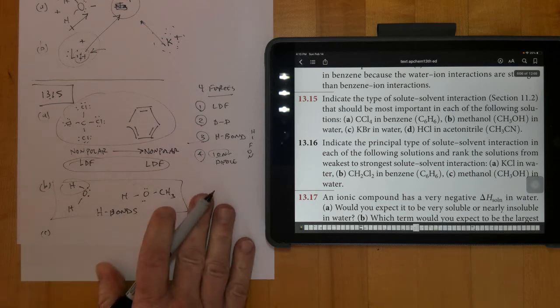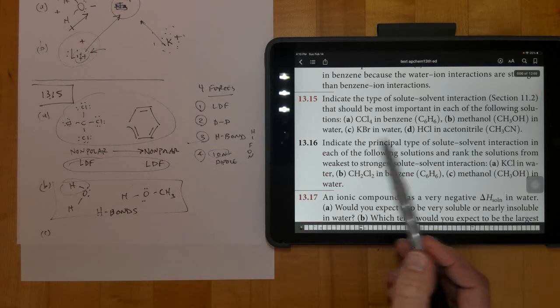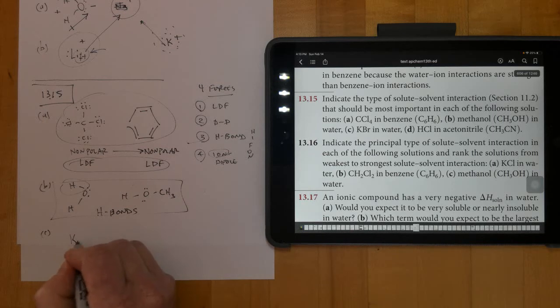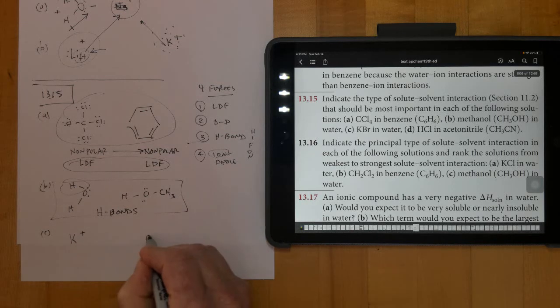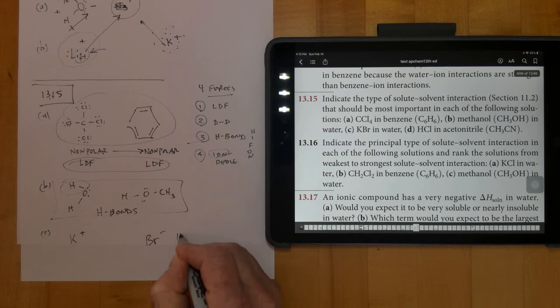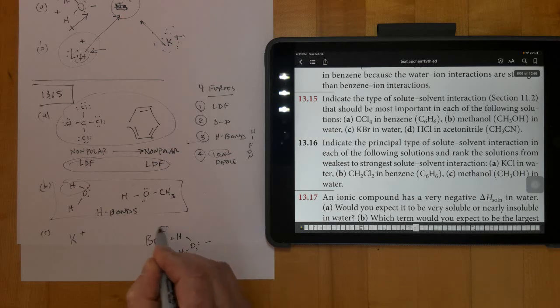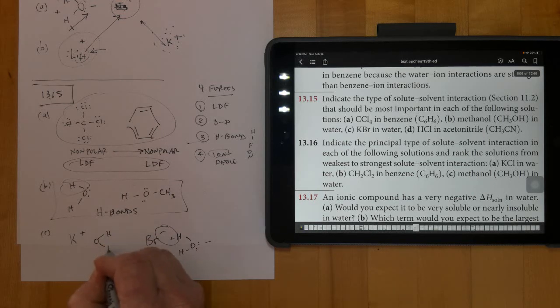Letter C, KBr in water. So KBr, when it goes into water, dissociates into K+ and Br-. And water molecules, which are polar, have a negative end to them and a positive end to them. And this negative and positive interaction right here would be an ion dipole force. Or it could be this way, where we have the negative end right here attracted to the positive end right here, and that would be an ion dipole force as well. So ion dipole would be an answer for letter C.